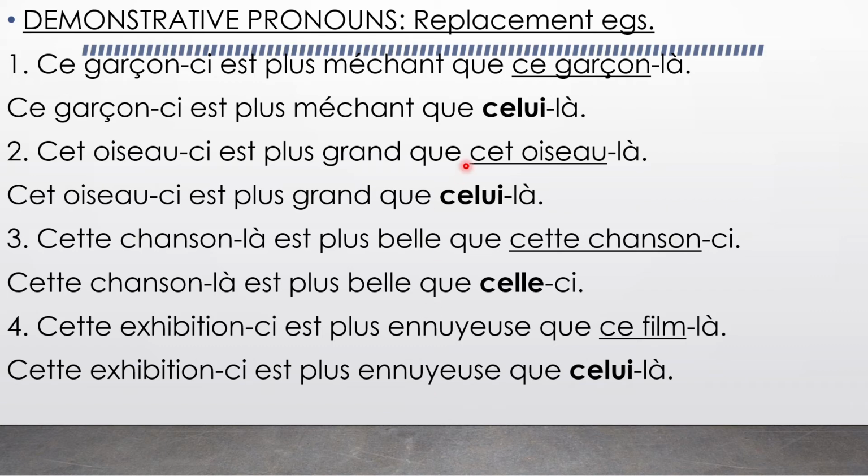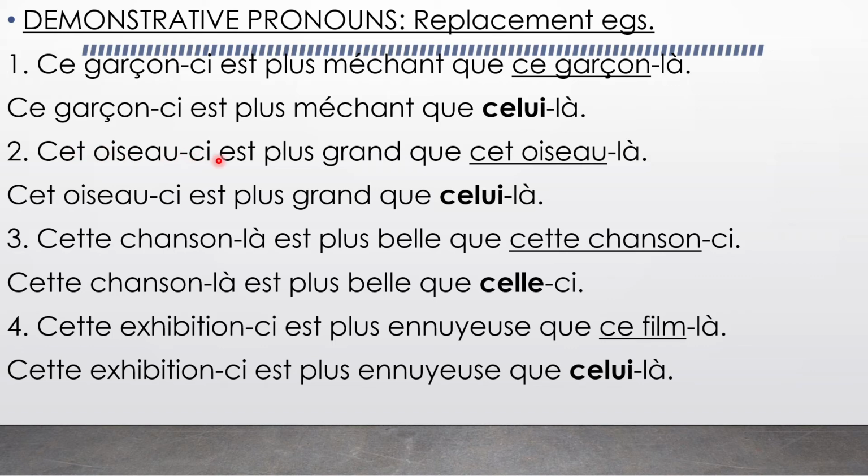Okay, these are a few sentences in which I have replaced the demonstrative adjective plus noun with the pronoun. Ce garçon-ci est plus méchant que ce garçon-là. This boy is naughtier than that boy. If you want to say this boy is naughtier than that one, you don't want to say boy twice in the sentence. You would replace ce garçon with celui, because it's masculine singular. Instead of saying that boy, that one, celui, demonstrative pronoun.